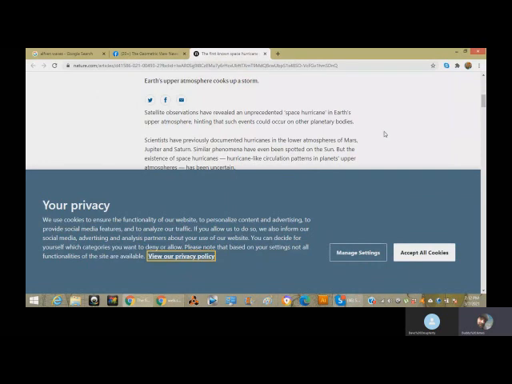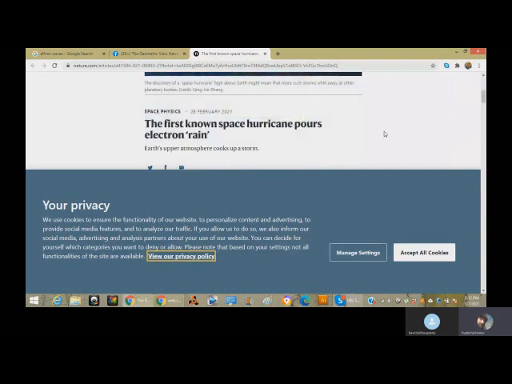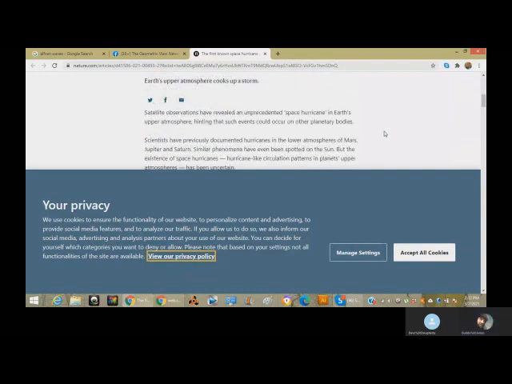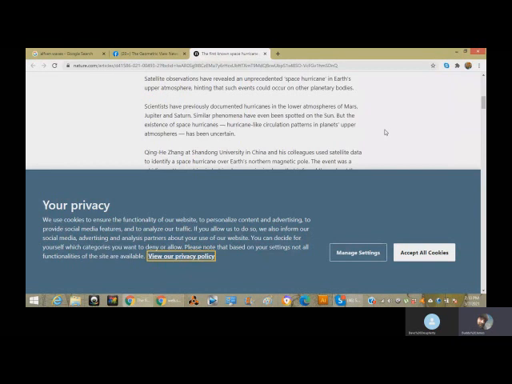The first known space hurricane pours electron rain. Satellite observations have revealed an unprecedented space hurricane in Earth's upper atmosphere. This was the 26th of February in Space Physics on nature.com, hinting that such events could occur on other planetary bodies. Scientists have previously documented hurricanes in the lower atmosphere of Mars, Jupiter, and Saturn. Similar phenomena have been spotted on the Sun, but the existence of space hurricanes, hurricane-like circulation patterns in planets' upper atmospheres, has been uncertain.